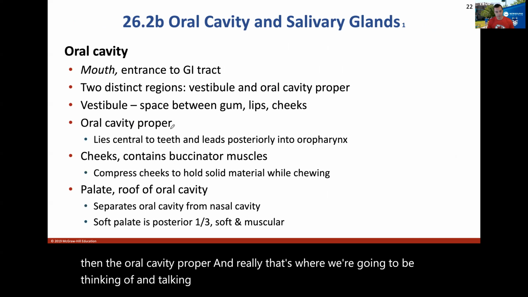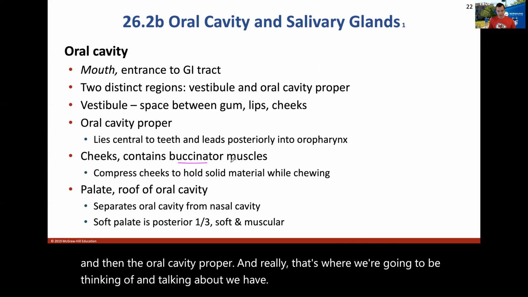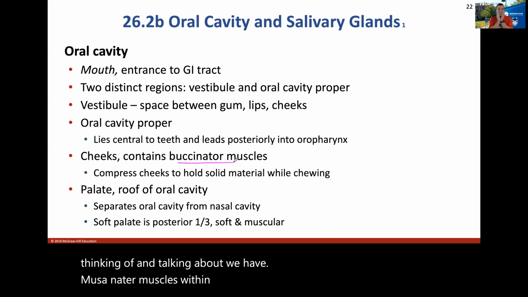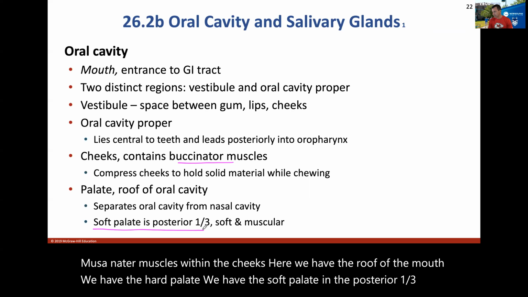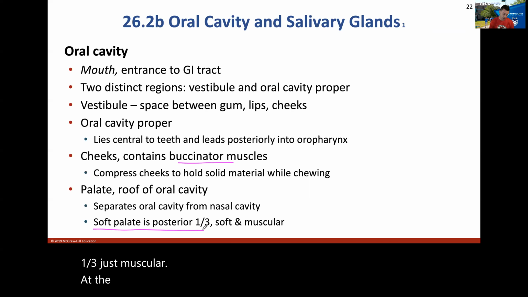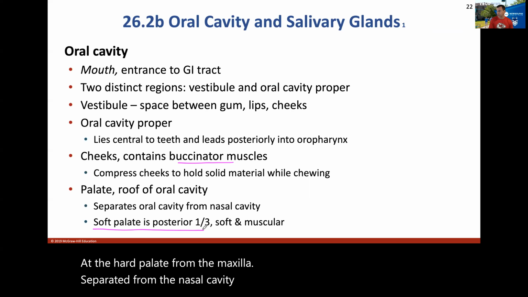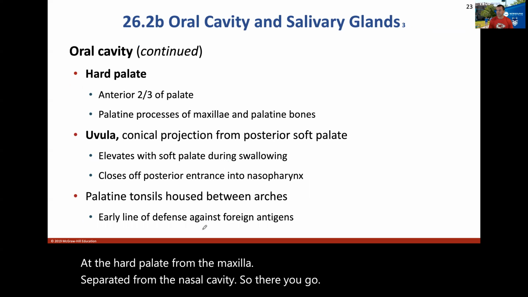We have buccinator muscles within the cheeks here. We have the roof of the mouth. We have the hard palate. We have the soft palate in the posterior 1/3, just muscular. Get the hard palate from the maxilla, separating that from the nasal cavity. So there you go. There it is.